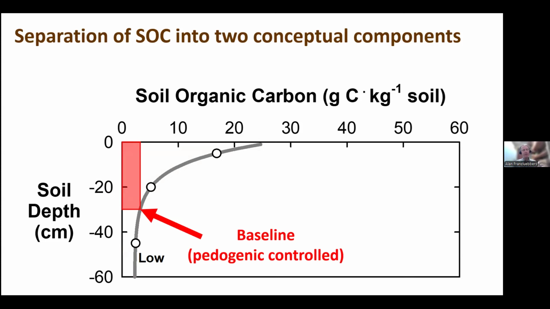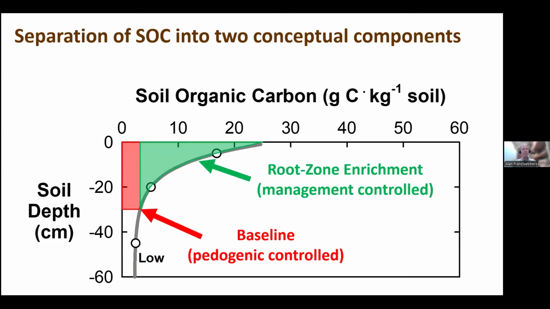And we then determine a polygon there, which is the baseline. That's what I would call a pedogenically controlled carbon accumulation. And that needs to be subtracted from what I'm calling the root zone enrichment. And that change that occurs between the total and that baseline condition is the root zone enrichment. So we want to quantify that and give it a value.